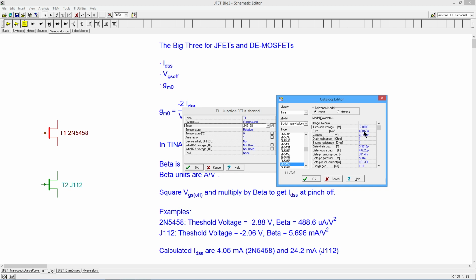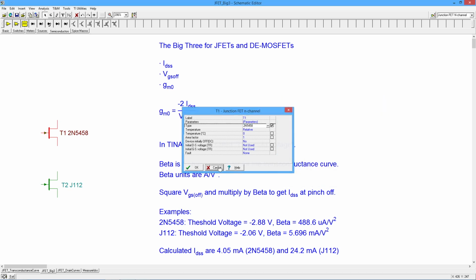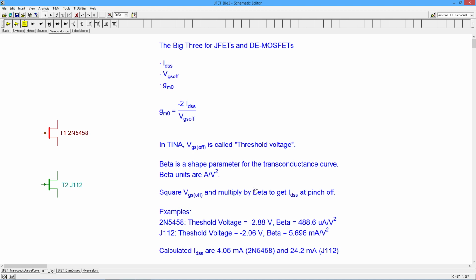All right, so I wrote that down. And right next to it is the beta parameter, roughly 488.63 micro, and again, that's in amps per volt squared. Then there's a whole bunch of other parameters, for example, capacitance values between the various pins that we'll use for lag network analysis, things like that. But that's really all we need right now, just those two things, okay? Great. Now, what you do is you take those values, right? So you would take that 2.88 volts, square it, multiply it by the beta, at the 488.6 micro, and you'll come up with a value of 4.05 milliamps.